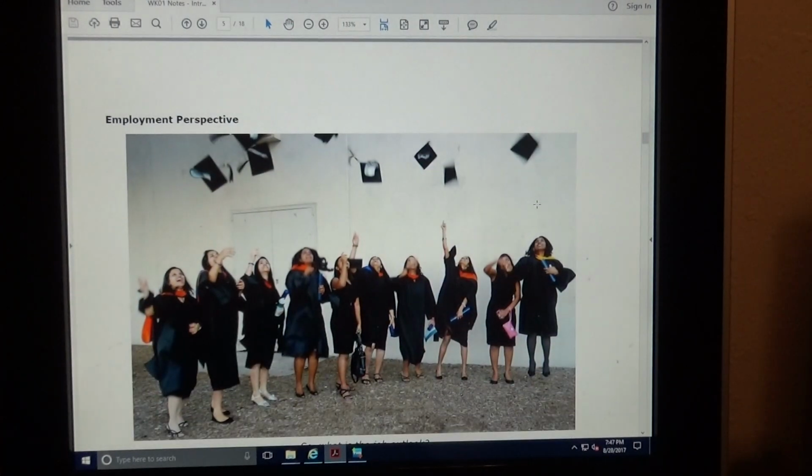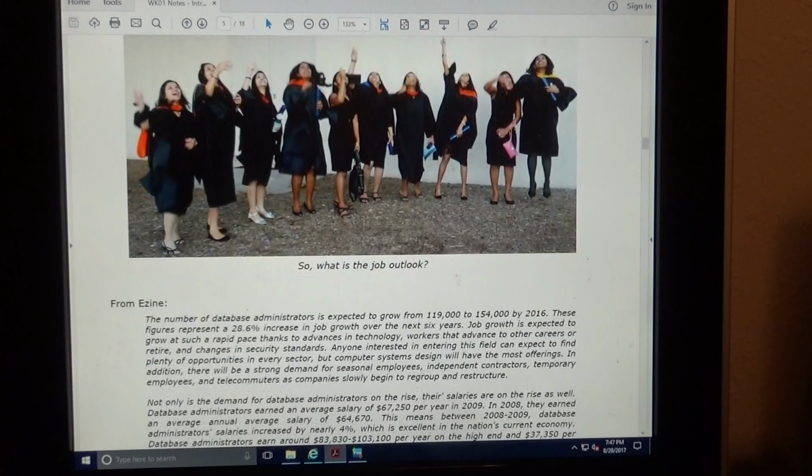And someday this might be you at the Reliance Center or wherever they have the graduation ceremony. You get to throw up your cap and think, hooray, I got through this database class. Well, keep working hard, you'll get through it, and I'll do whatever I can to help you succeed in this class. So the question is, okay, what happens after you graduate?